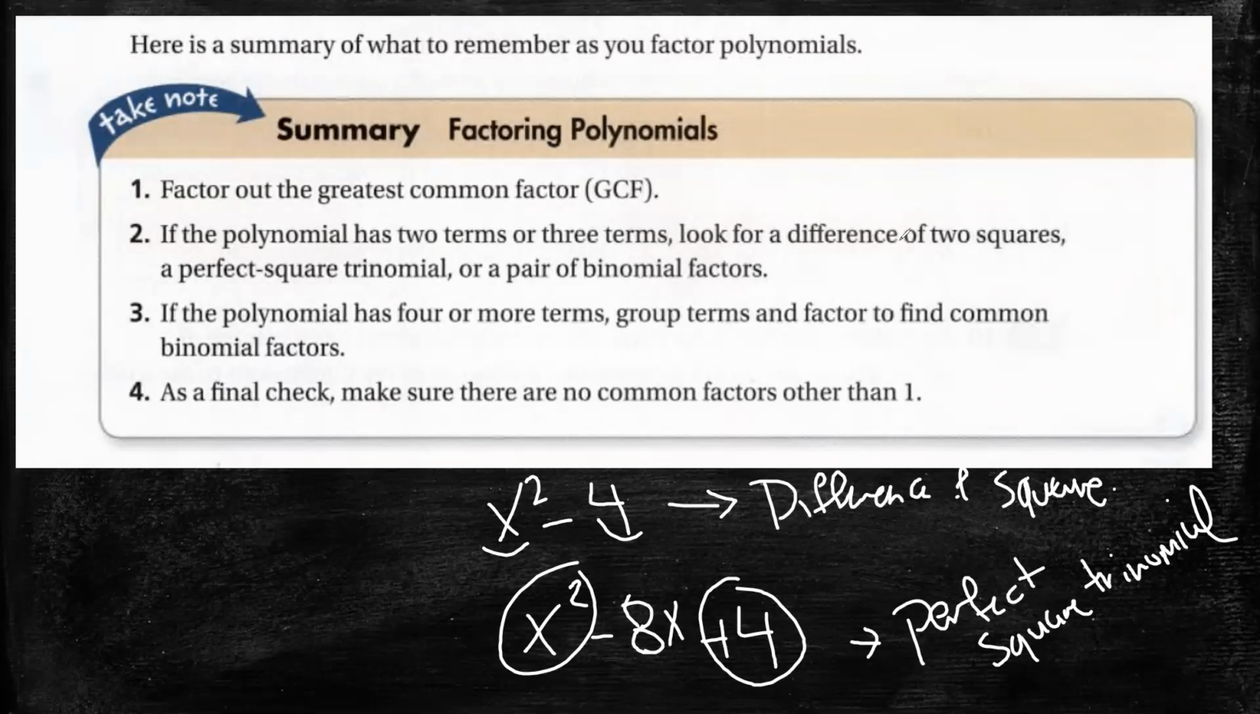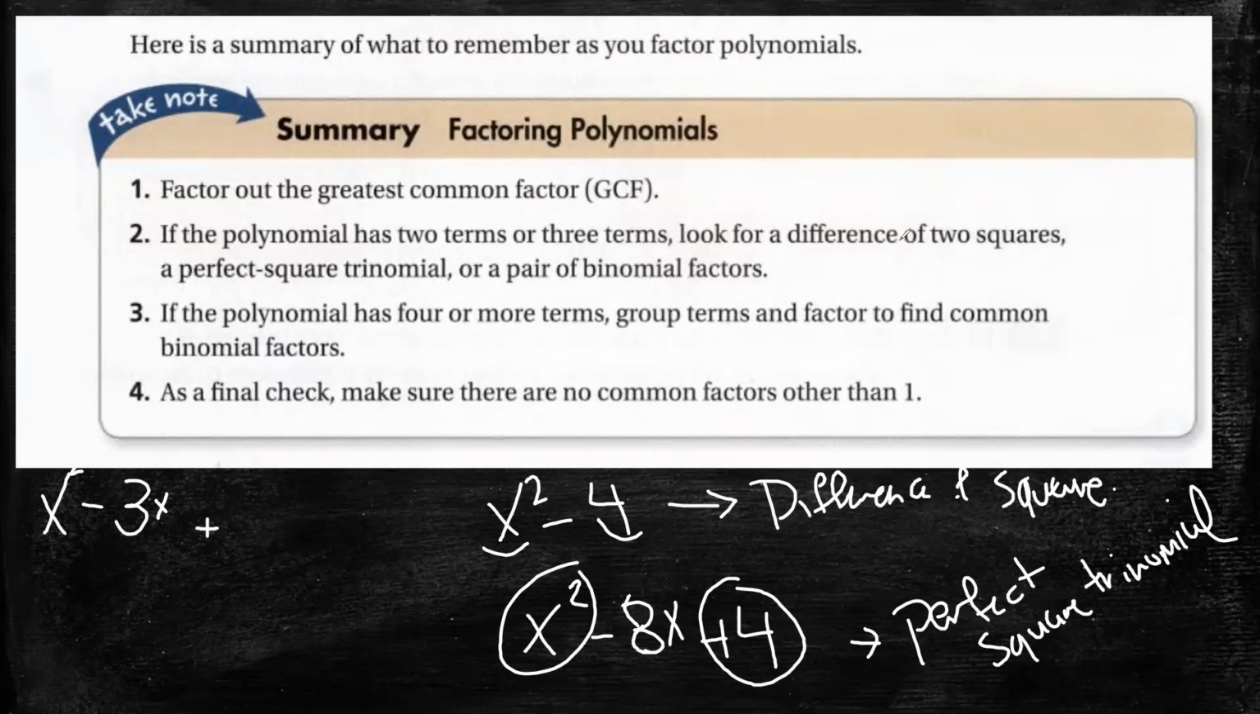So if we have two terms, you will factorize them as a difference of squares. If we have three terms, we have to look at the first and the last term. If they are perfect squares and the middle is 2 times the first and the last, you will use the perfect square trinomial.